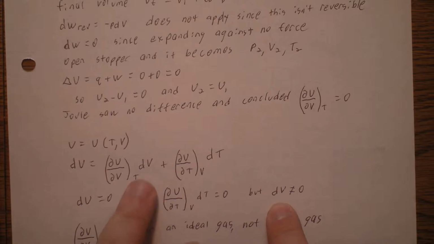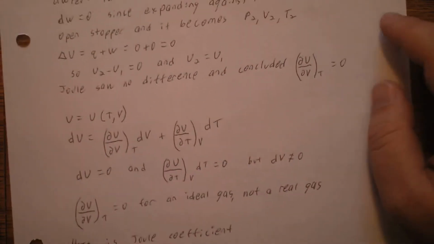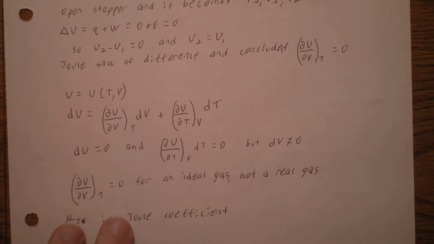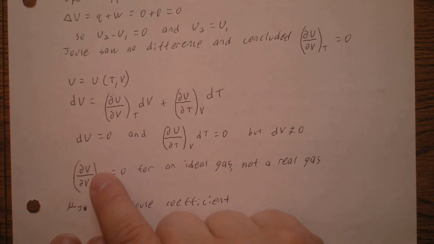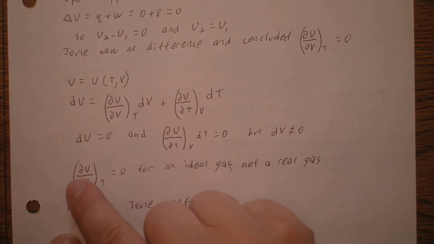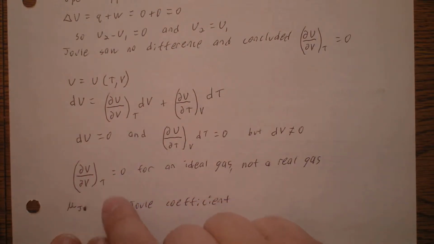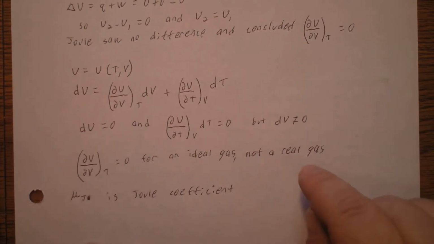But we know that this differential dV here is not equal to 0. The volume did increase. Now, remember though, Joule's experiment was limited. This partial derivative of U with respect to volume holding temperature constant is actually equal to 0 for an ideal gas because there are no intermolecular attractions. For a real gas, it is actually going to be non-zero.